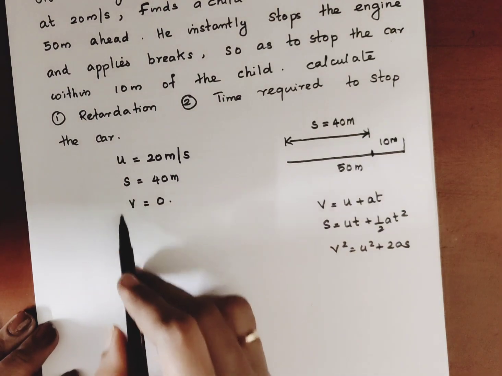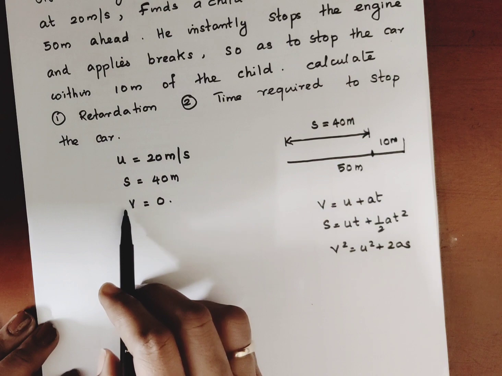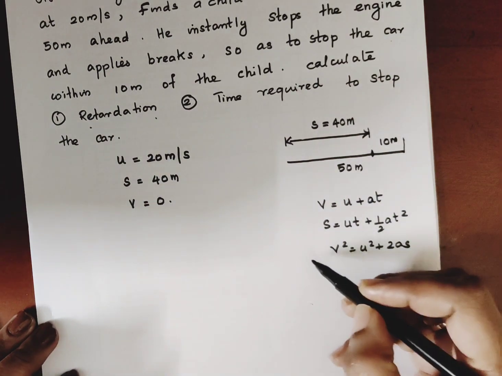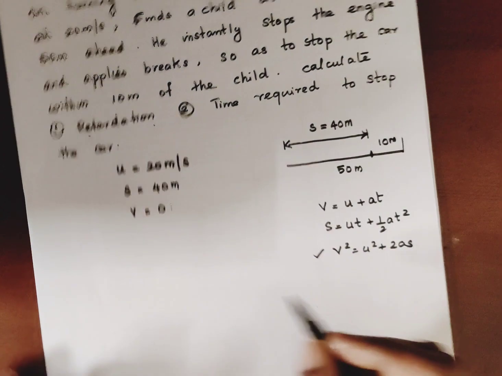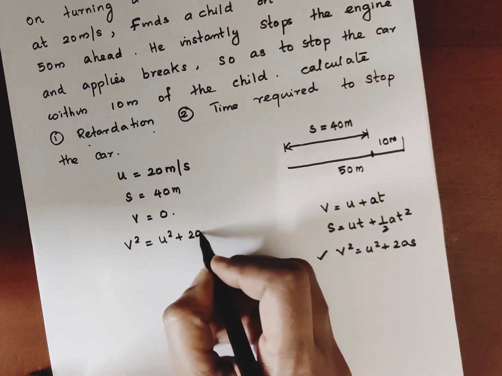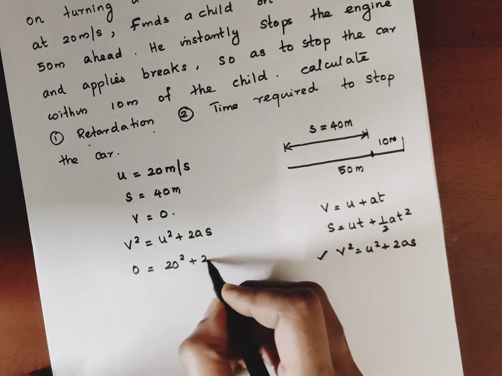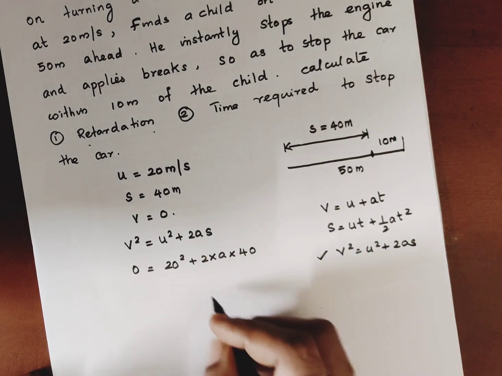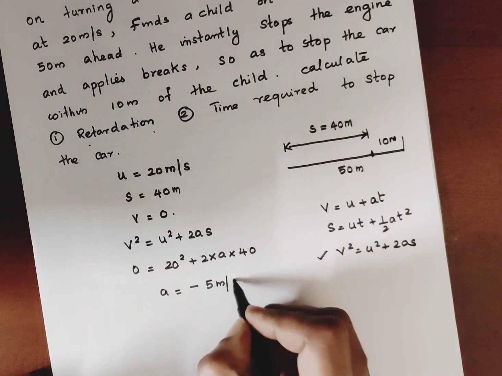So now you have to refer to the data. Initial velocity is given, displacement is given, final velocity is given, and you have to calculate retardation. So you have to choose this equation, that is v square is equal to u square plus 2as. So v square is equal to u square plus 2as, that is equal to 20 square plus 2 into a into s. s is equal to 40. So acceleration, that is actually retardation, that is 5 meter per second squared.